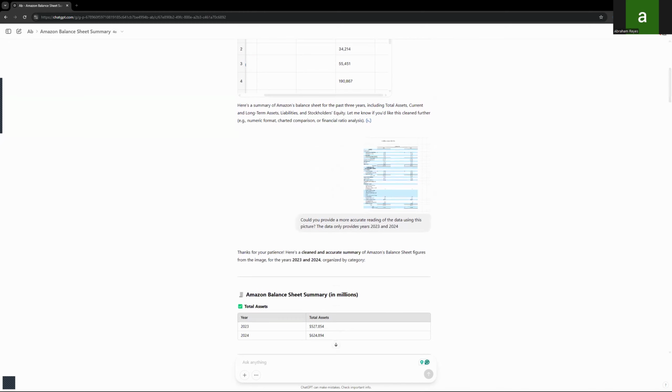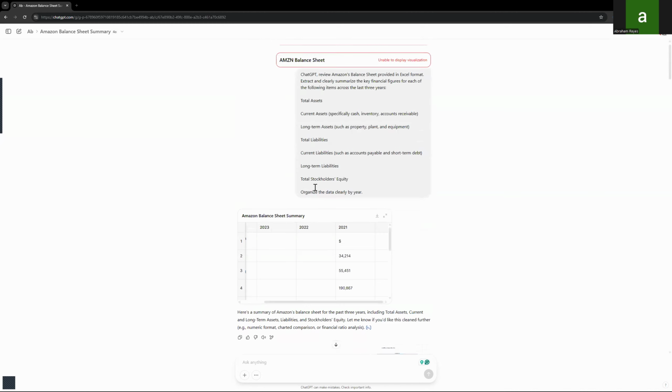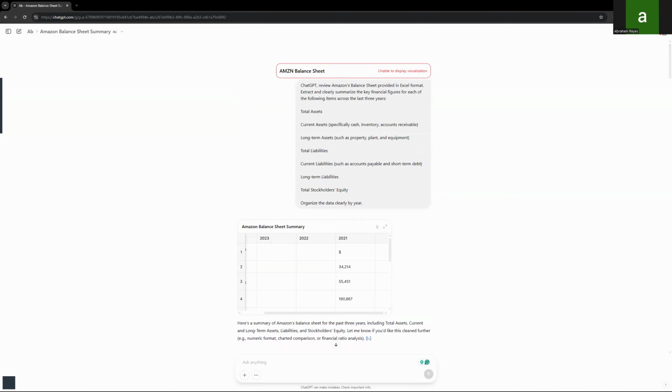For step number one, also prompt ChatGPT by clearly stating: extract key figures like total assets, liabilities, equity, and highlight these figures across the last 3 years, just as I did for the initial prompt. Note that in this demonstration, we're focusing exclusively on the balance sheet, but you're encouraged to apply the same steps to all the provided financial statements to fully complete the challenge.